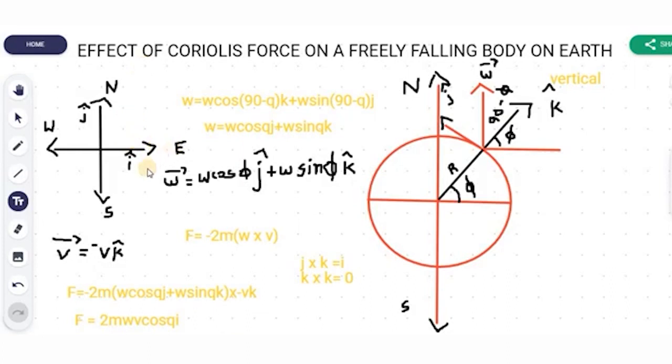So the Coriolis force acts on a freely falling body towards the east direction, and it represents the right direction. Because of this, an eastward horizontal constant force is acting on a freely falling body, which deviates its path from its vertical path towards the east direction. So this is the pseudo force which causes the eastward deviation of a freely falling body in the northern hemisphere.